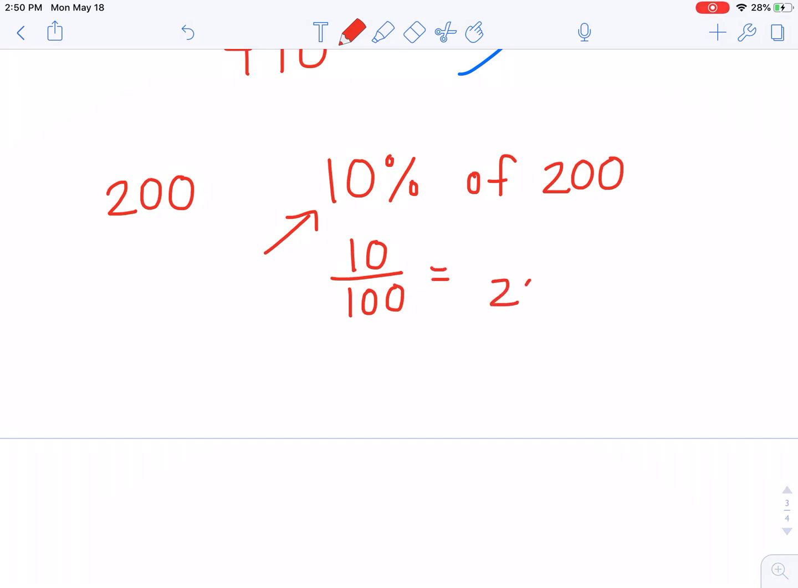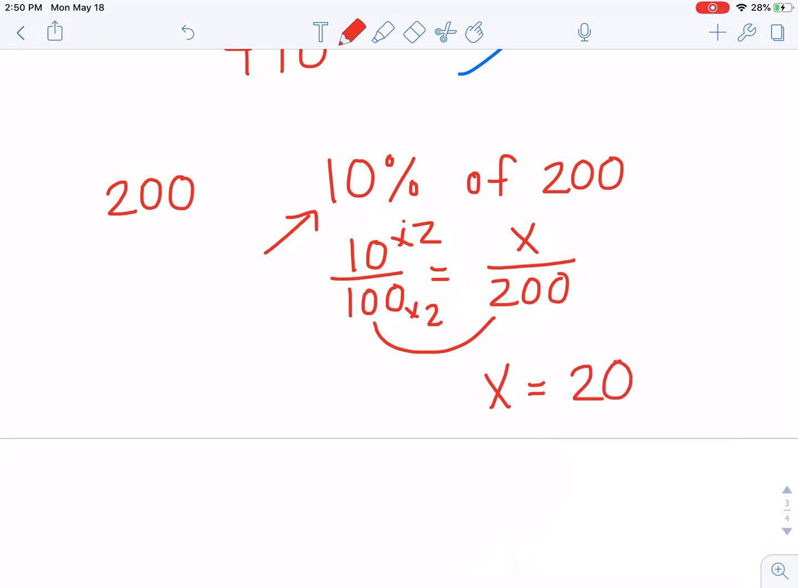Okay? And I know of, I don't know is. 100 can go into 200 twice. So if that was times 2, then this is times 2. So x equals 20. Okay? So she's going to get $20 off. Okay? That's going to tell you how much she gets off. And then they're going to ask you how much did she actually pay? And that's going to be 200 minus 20 bucks. And she would have paid $180. So that's how you figure that out.